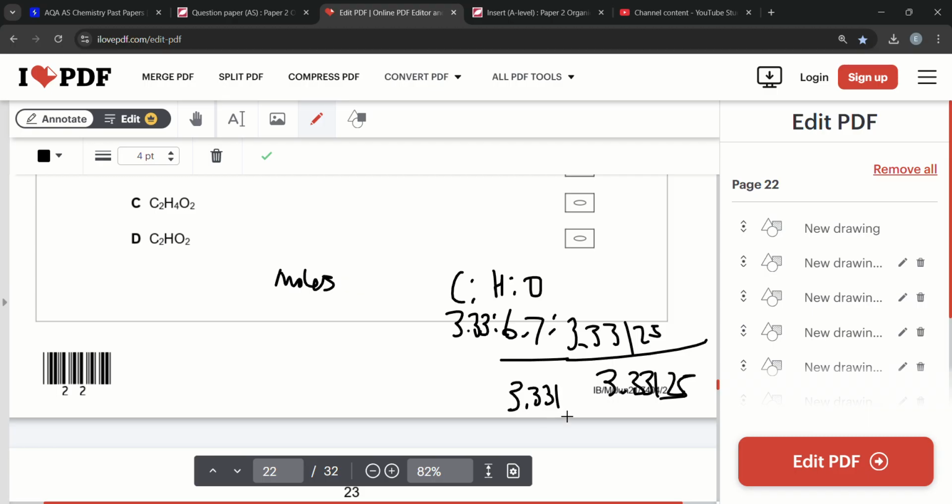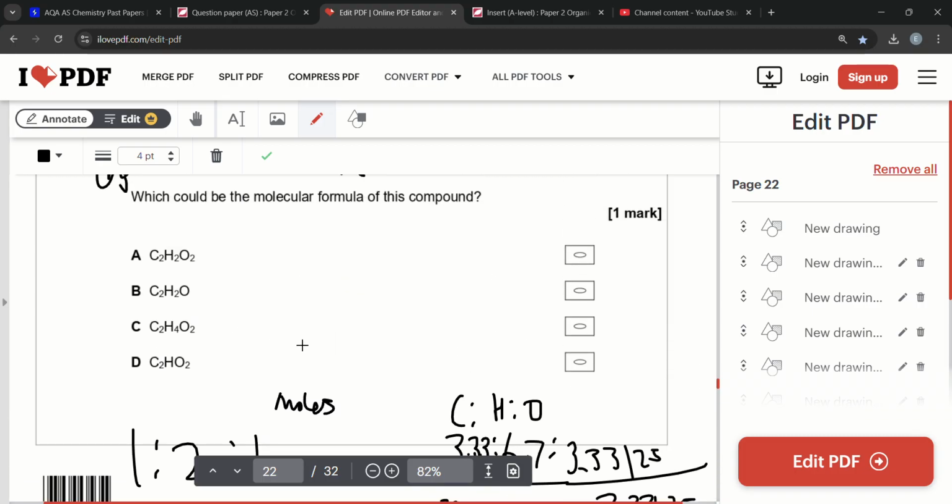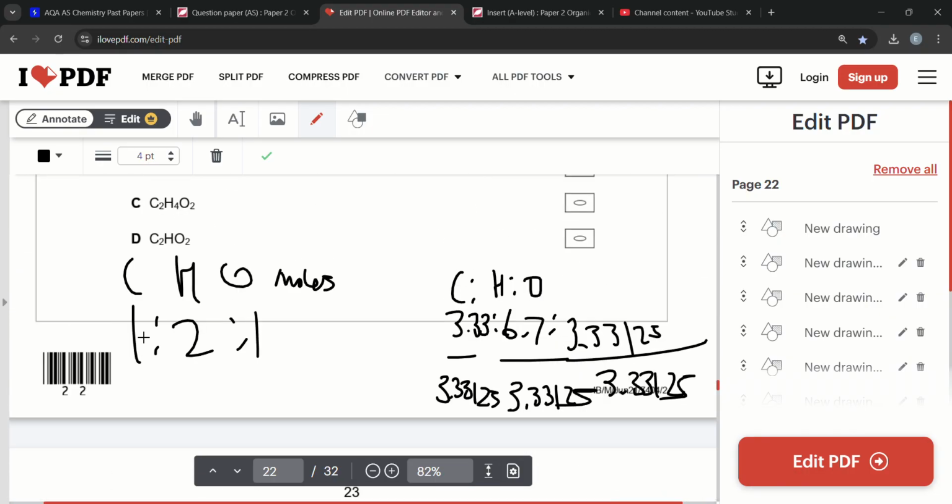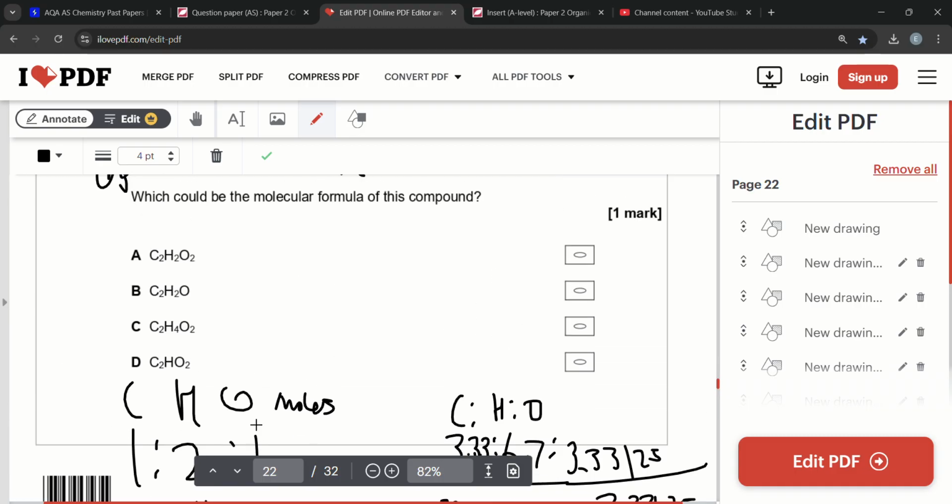We don't even need to show the working out, it's one marker. We just divide by the smallest: 3.33 divided by 3.33125 gives 1, 6.7 divided by 3.33125 gives 2, and 1. All of these options have 2 carbons, so we need to times that by 2. So we get 2 to 4 to 2. It's going to be C2H4O2.